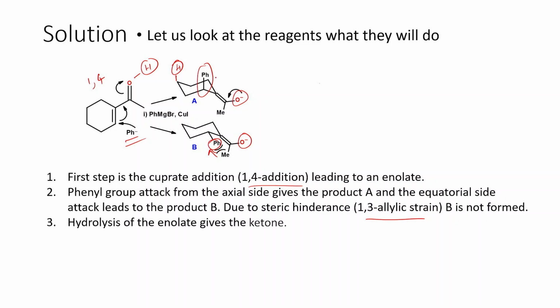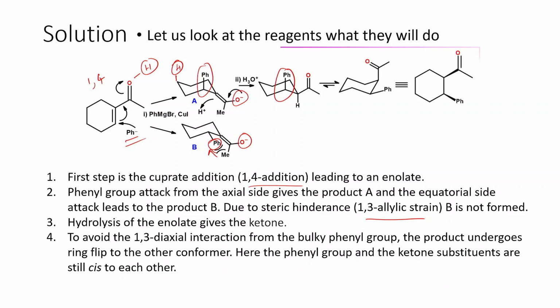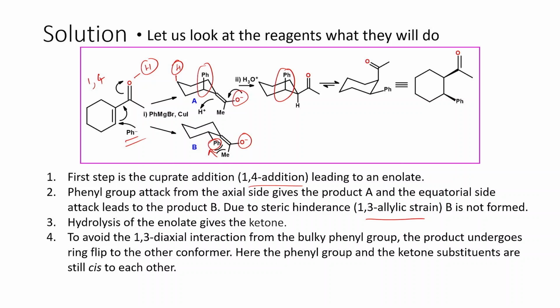So then we only have the top product, that is, A may be formed in that first step, and this one on hydrolysis leads to the corresponding derivative where the phenyl group is in the axial position. As you know, the phenyl group in the axial position may still have some amount of 1,3 diaxial interaction. So what happens is the ring flip actually takes place. The ring flip takes the phenyl group to the equatorial position. So in this case, the phenyl group is pointing upward, and the acetyl unit is also pointing upwards. In other words, these two are in the cis orientation.